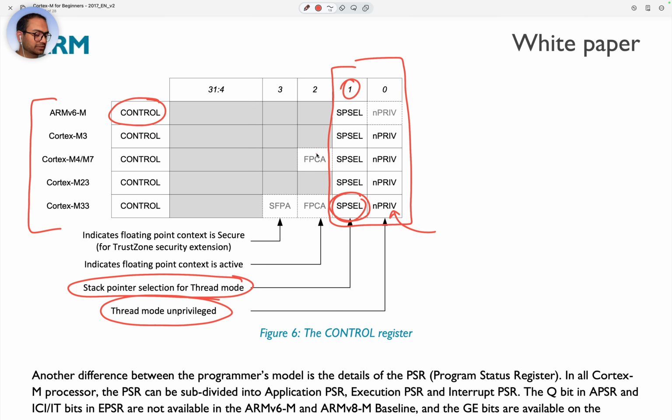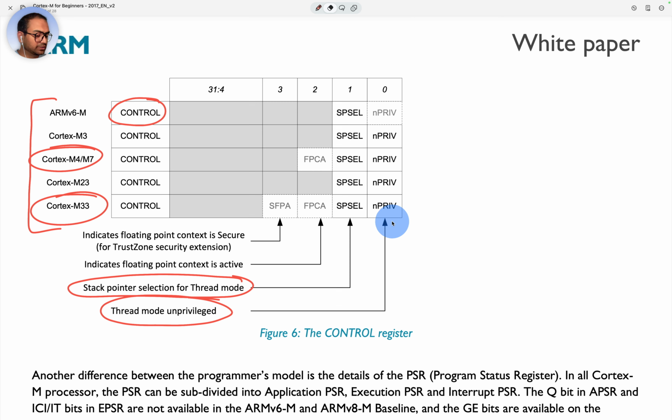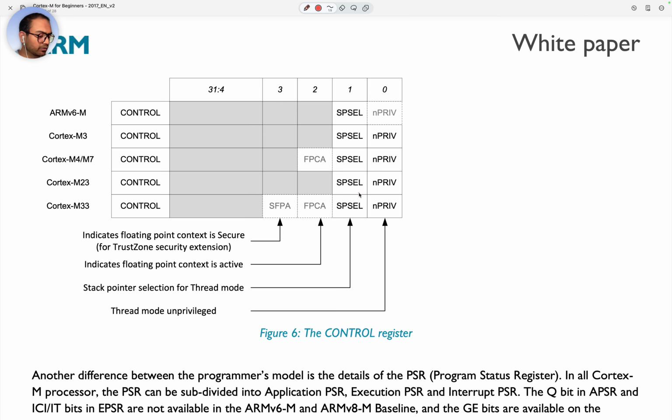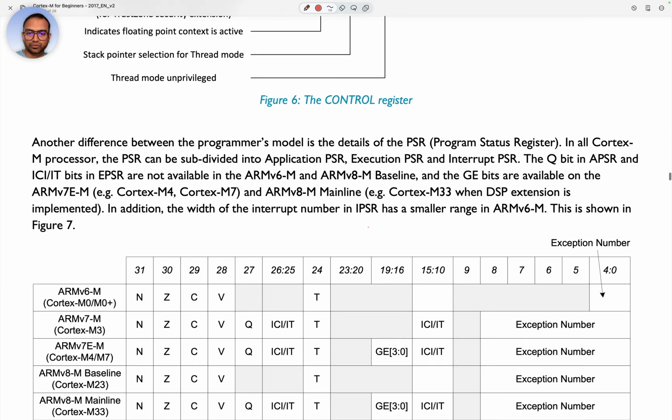Now there are a few extra bits depending on which architecture or microarchitecture the M class CPU you're working with belongs to, but pretty much these two bits always stay. They're always available, right? One of them talks about privilege, and the other one gives us control on which stack pointer to use. Okay, so that was the control register.